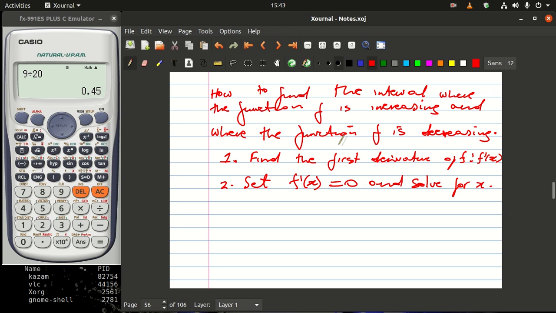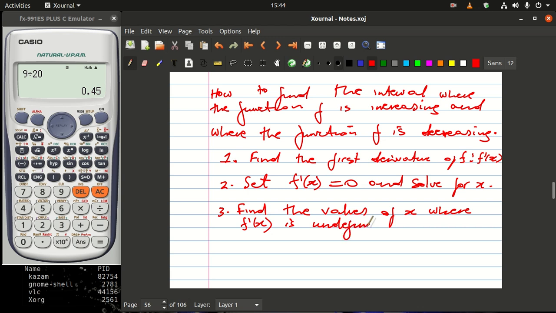So that's how you can find the intervals whereby the function is increasing and whereby the function is decreasing. And then the third step is this: you want to find the values of x where f prime of x is undefined or does not exist.